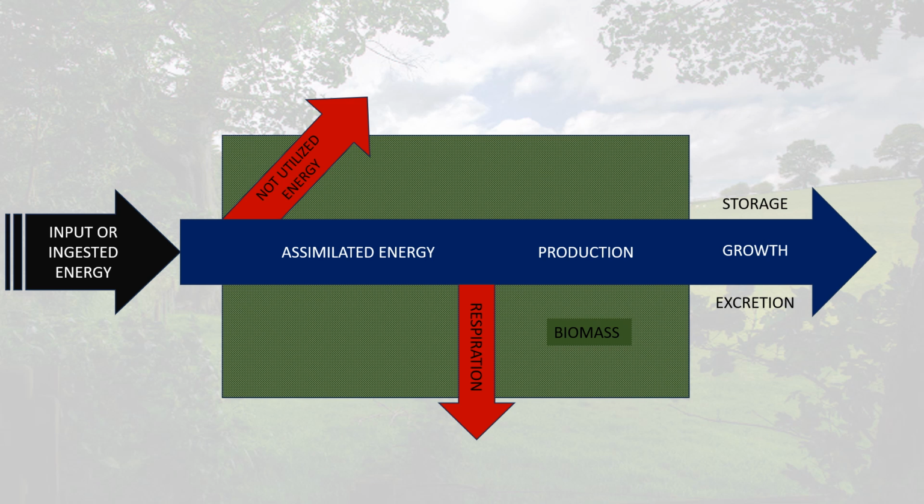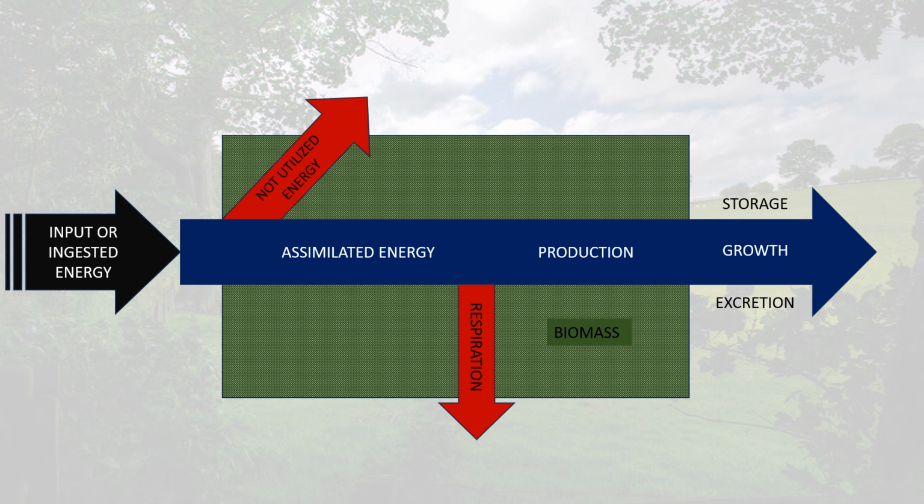Here the biomass represents the living structure, and biomass can be measured as living weight, or dry weight, or ash free weight, and they are measured in terms of calories. The biomass takes the energy, that is the input or ingested energy, from light, that is sunlight, for autotrophs and organic matter for heterotrophs.